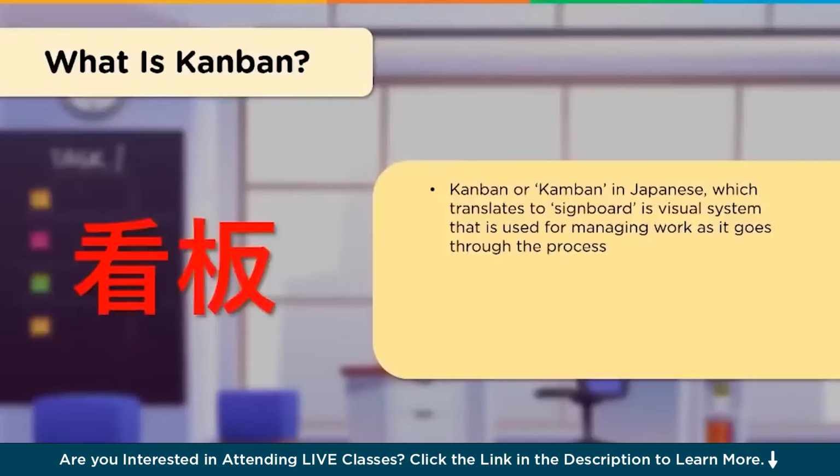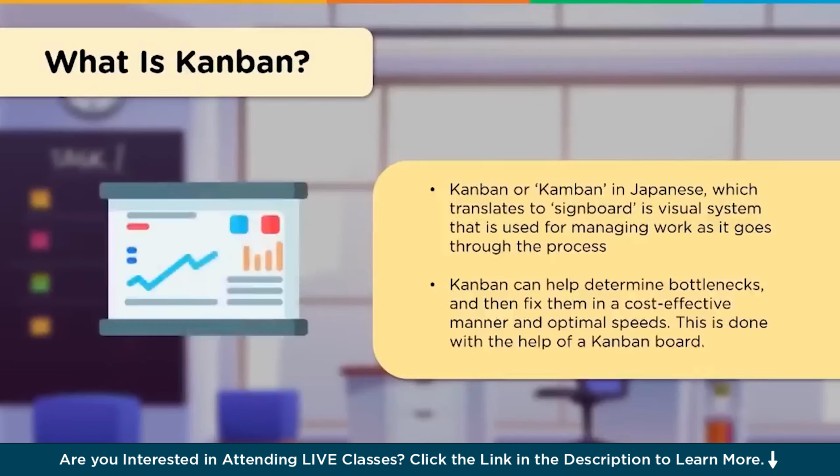Kanban comes from the Japanese word kanban, which literally means signboard. Like Scrum, Kanban is a popular agile framework that is a visual system by which the work can be managed with ease as it progresses. Kanban uses something known as the Kanban board to make these things possible. With this, you can easily identify bottlenecks and then fix them cost effectively at optimal speeds.